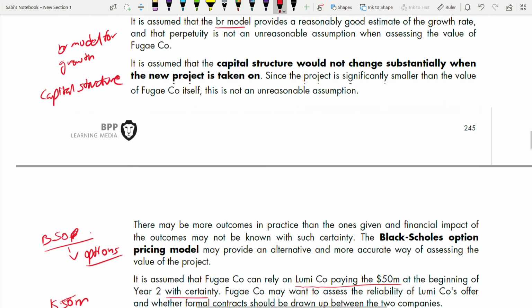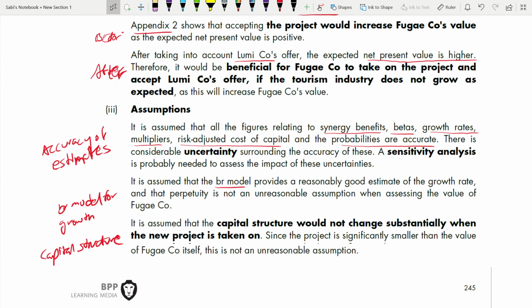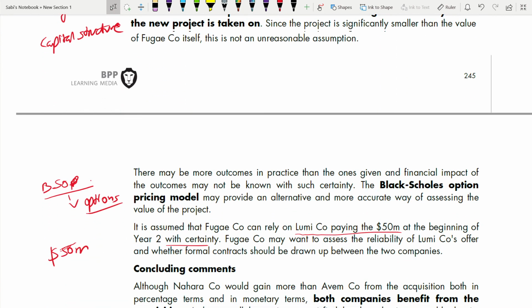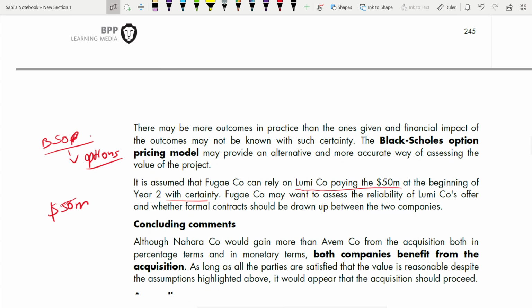See, some assumptions, like the first one and the third one, capital structure and the accuracy of the estimate, these two are general types of assumption. In any question that comes, the same assumptions you can give. But other assumptions like the Black-Scholes option pricing model and this 50 million are specific to this case only. You cannot carry them forward to another question. But if another question has the same feature as this question, then of course yes, you can talk about it. If that also has an option, then you can talk about this assumption as well.